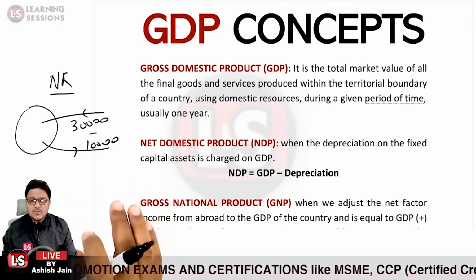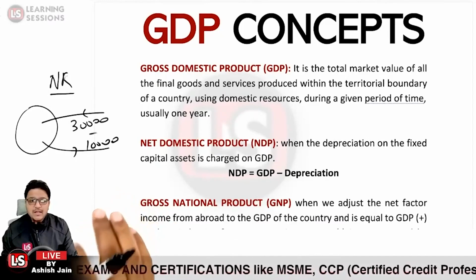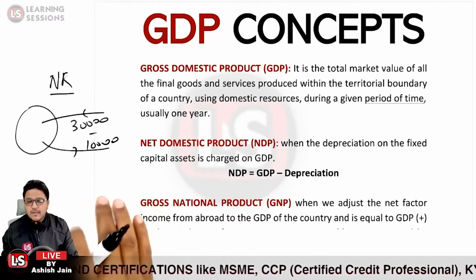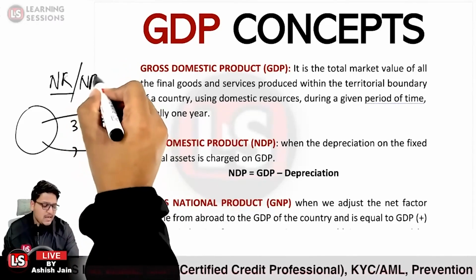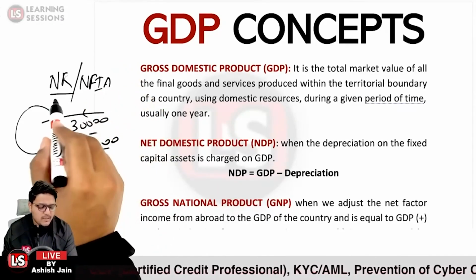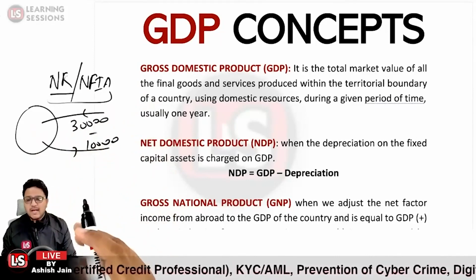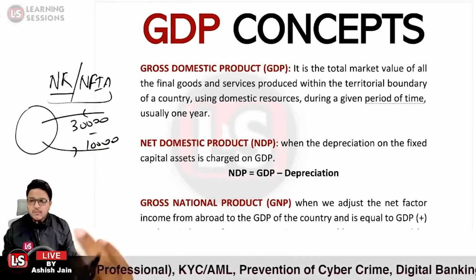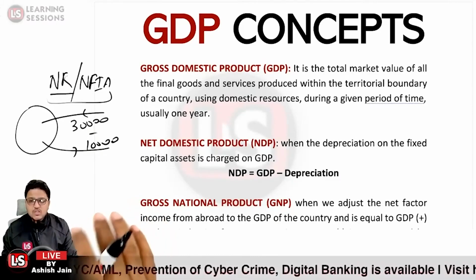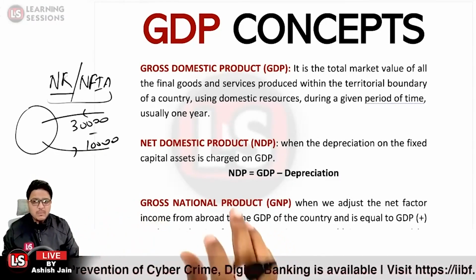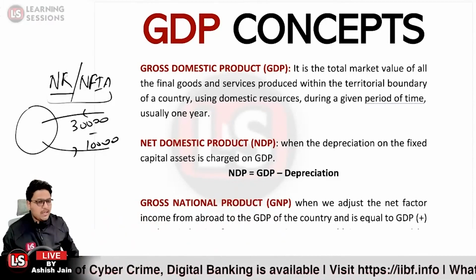Is that clear? So that is related to the net receivables, or we can say net factor income from abroad, also said to be NFIA. So both the terms are equivalent, whether it is NR, that is net receivables, or NFIA, that is net factor income from abroad. So we can say GNP is a nationality concept, whereas GDP is a territory related concept.